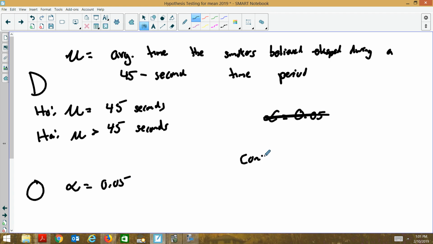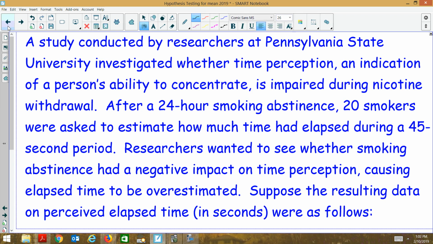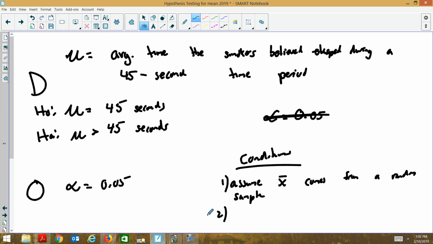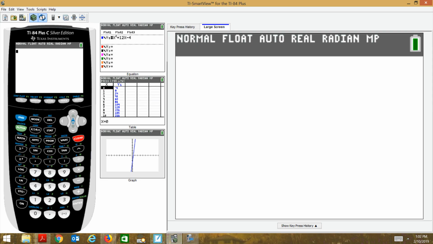Now the conditions. So I believe we will have to assume whether or not the sample is random. So we're going to assume the mean comes from a random sample. The second test here is whether it's large. Well, n equals 20, so it's not large enough, and we know nothing about the population distribution. So we need to graph this.